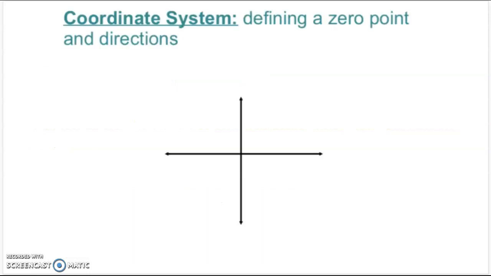Circling back to coordinate system, defining a 0 point and directions. So you should be familiar with this just from math class, but also our first semester together in chemistry when we did a lot of graphing. It seems like such a simple thing to define a coordinate system. However, it becomes really important as we talk about motion to all agree, where is the 0 point? Which way is the positive direction? Which way is the negative direction? So we can be really concise in how we're talking.